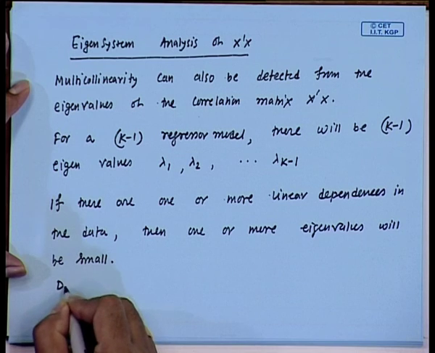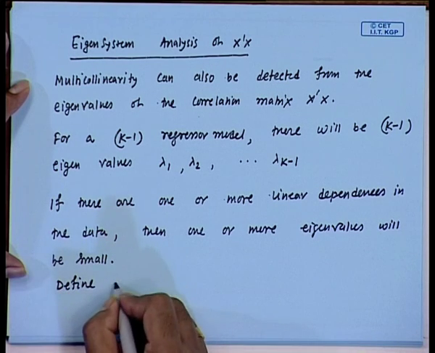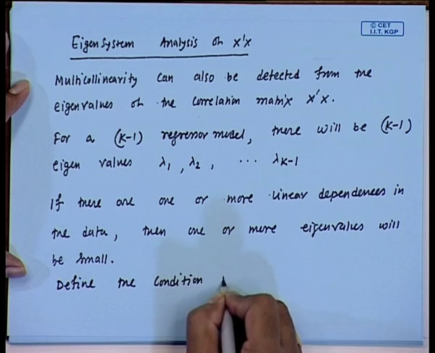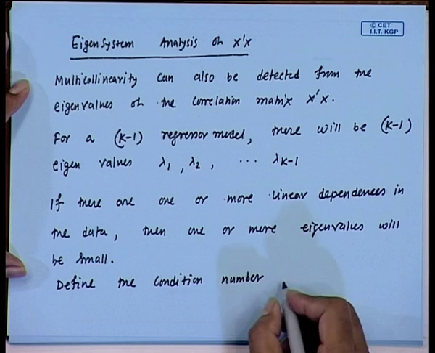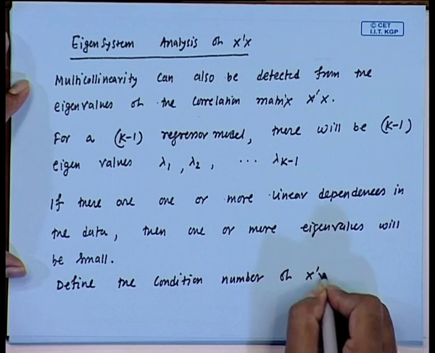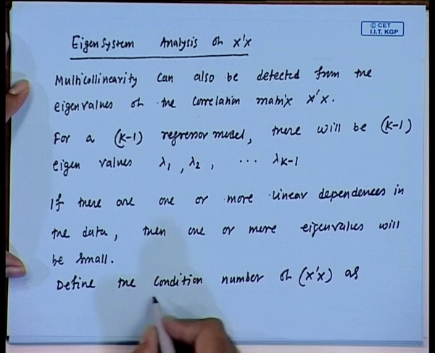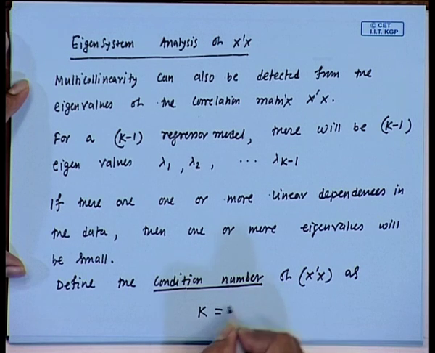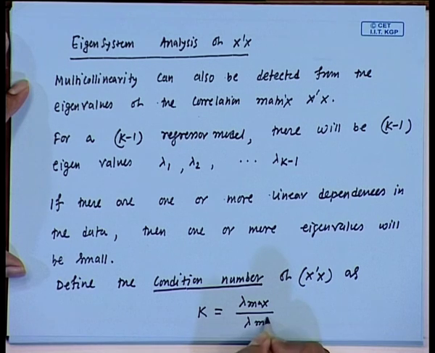Now, we define the condition number of X prime X as k, which is equal to lambda max by lambda minimum. So, lambda max is the maximum eigenvalue and lambda minimum is the minimum eigenvalue.